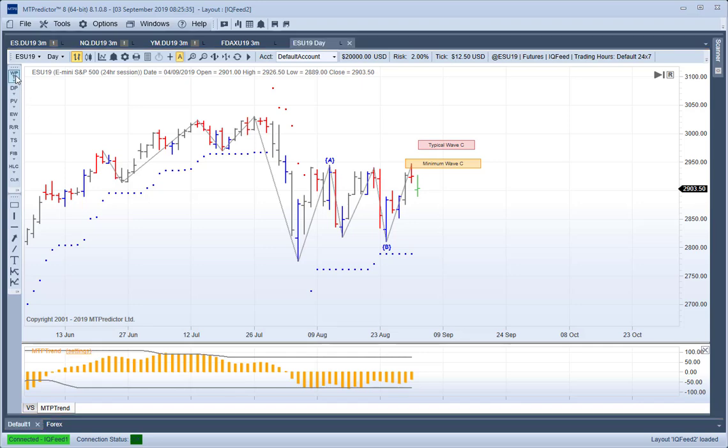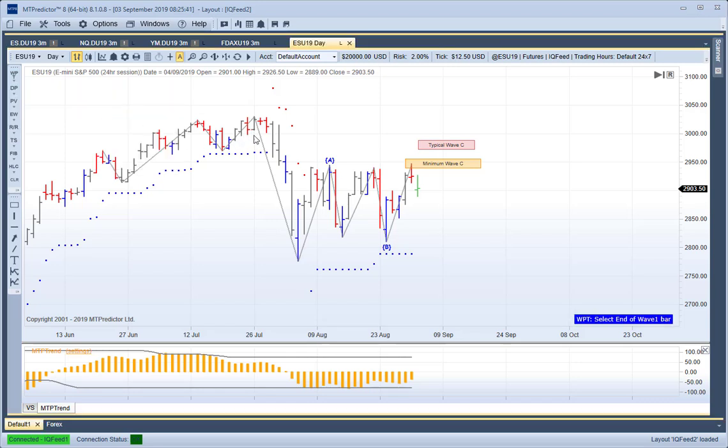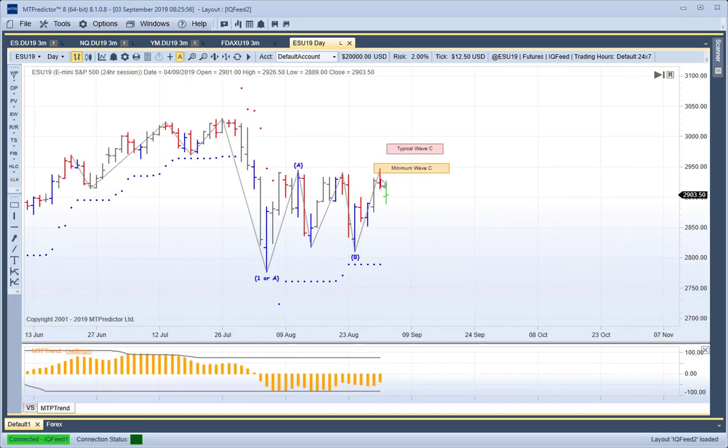But remember, we put this into the context of a larger degree area, where we think the whole of this correction at the moment is still a large degree wave 2 or B. We're all in this area here. It's a bit of a choppy, horrible correction we have at the moment here. So let's see what happens over the next few weeks and see what carries on down there.